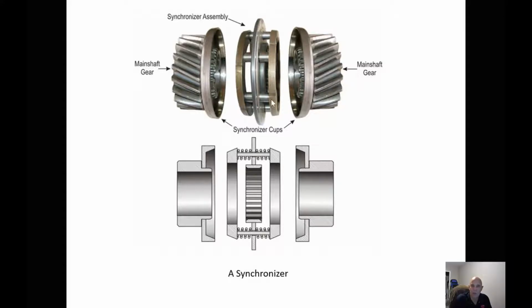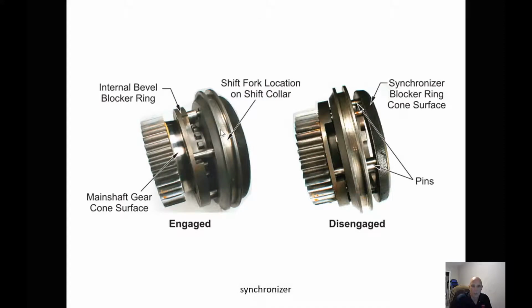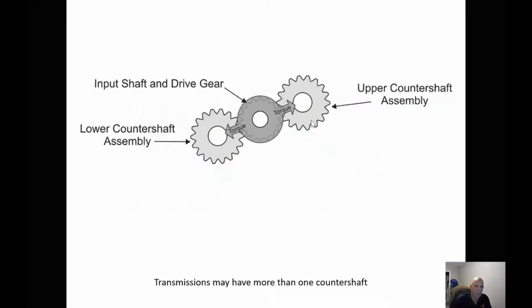But in this case here, these are our blocking rings, so as we're going to shift, this will load this blocking ring into this cup. This cup is splined to this gear, so it'll slow this gear down, because again, remember, this gear floats on the shaft. This is the synchronizer when it's engaged and when it's disengaged. And we have pins that will help slow this down to allow for a little bit of torque, and it'll allow it to shift easier.